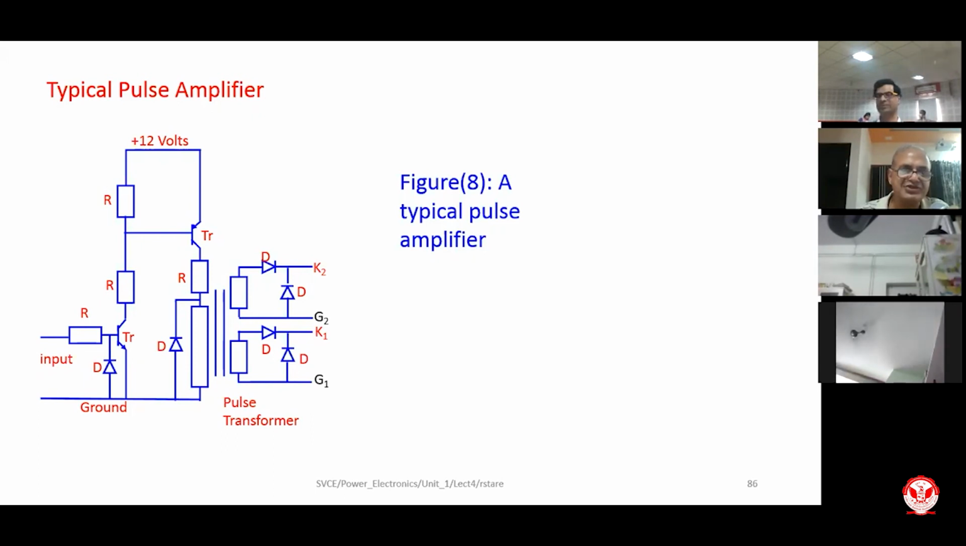a big PNP transistor, which is usually a power Darlington, and then this conducts the current to the primary of the pulse transformer. I have shown two secondaries here with G2, K2 and G1, K1 terminals, which are ultimately connected to the gate and cathode of devices like SCR and so on. So here I need a separate power supply of 12 volts, but this separate 12 volt power supply, which amplifies the strength and amplitude of the signal, can feed multiple pulse amplifiers. We will see how this is being connected.